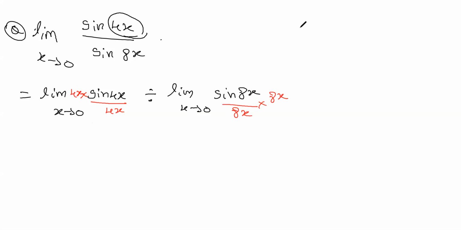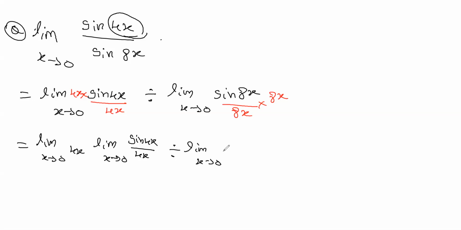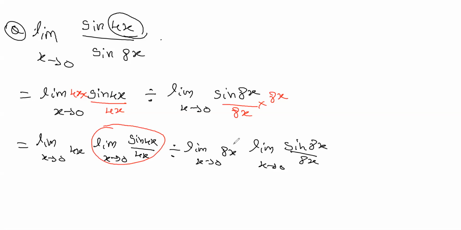Now this is also in multiplication, so I can apply limits separately. Limit x tends to 0 of 4x, limit x tends to 0, sine 4x by 4x, divided by limit x tends to 0 of 8x, limit x tends to 0, sine 8x by 8x, correct? I can write this whole thing as 1. It is of the form sine x by x, so it will be equal to 1. Here also it is equal to 1.